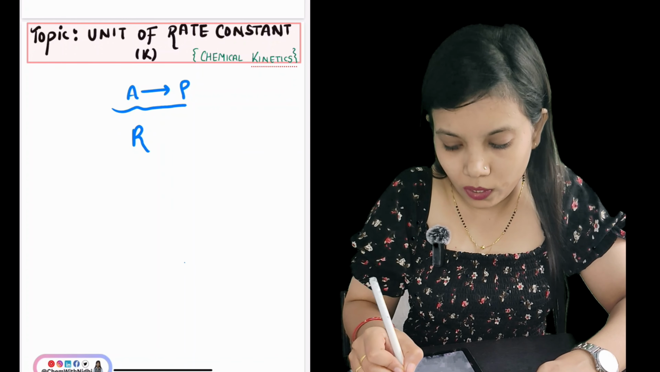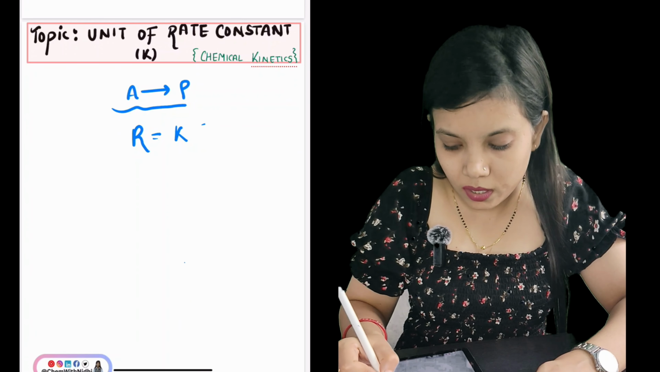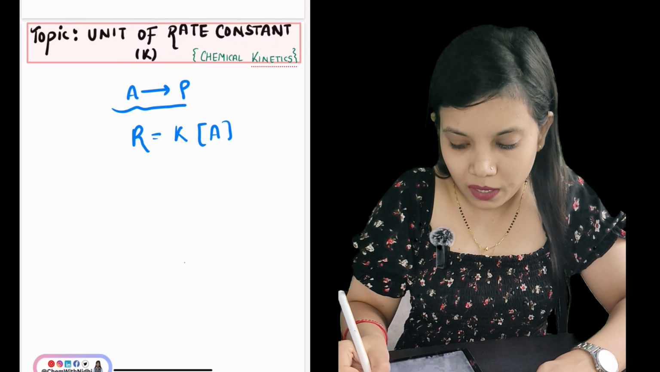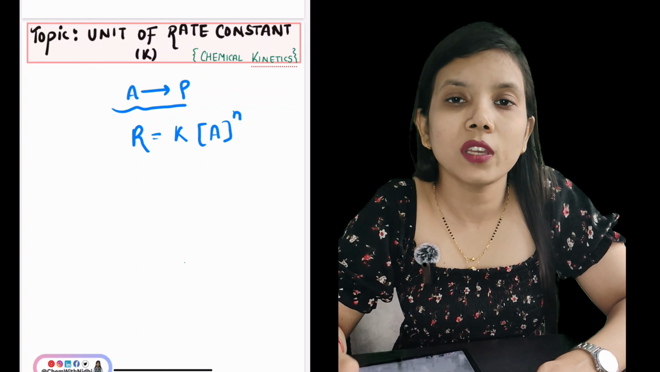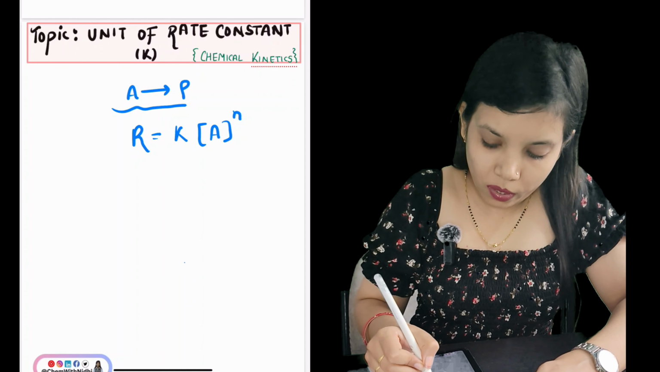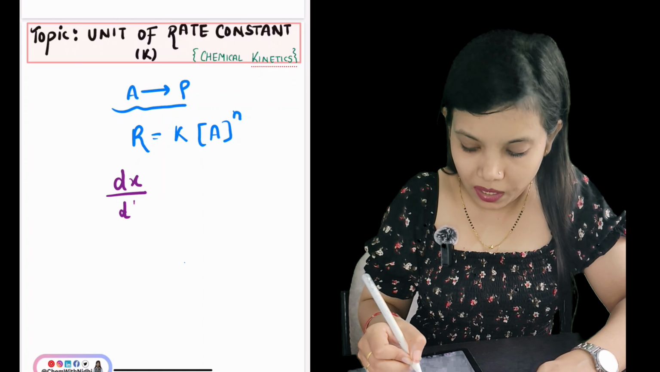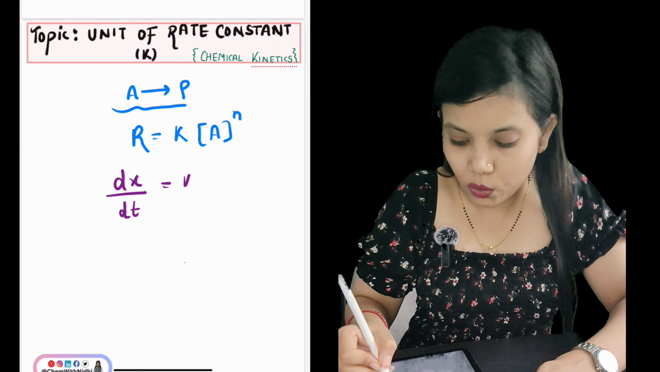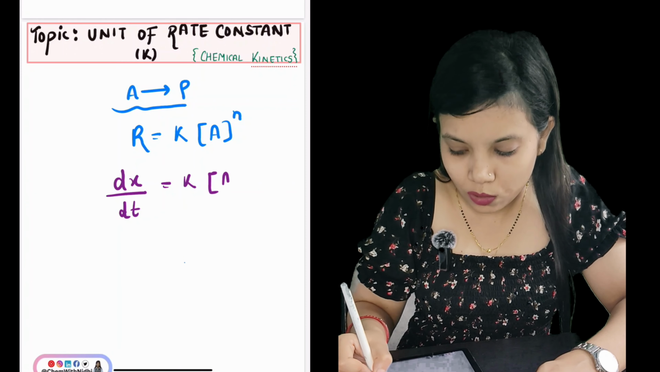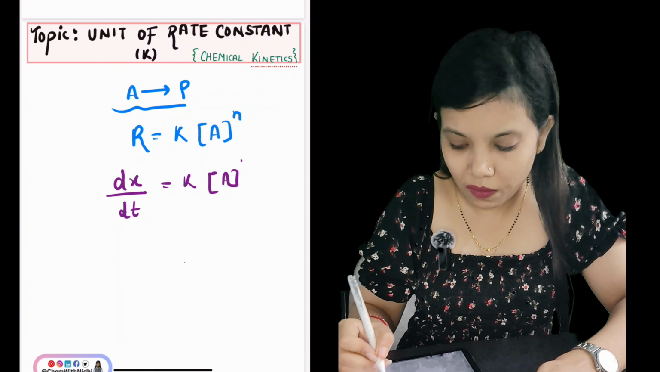The rate R is equal to K concentration of A raised to the power N, as we do not know the order of reaction. Now in place of R, we can write dx by dt, am I correct? And that is equal to K times A, which is also a concentration, whose power is N. In place of dx is what? It is a concentration, right? So the unit will be mole per liter.